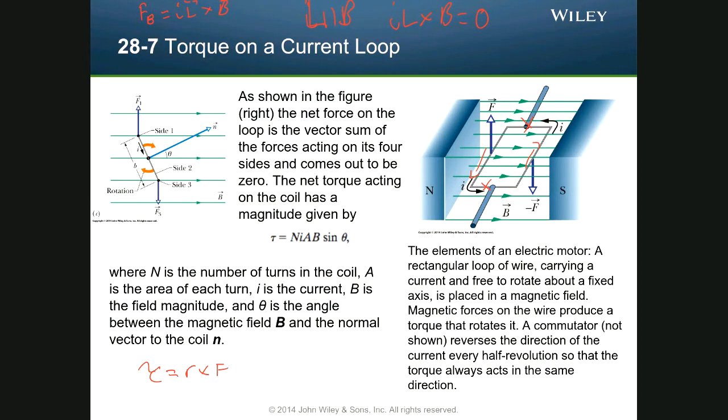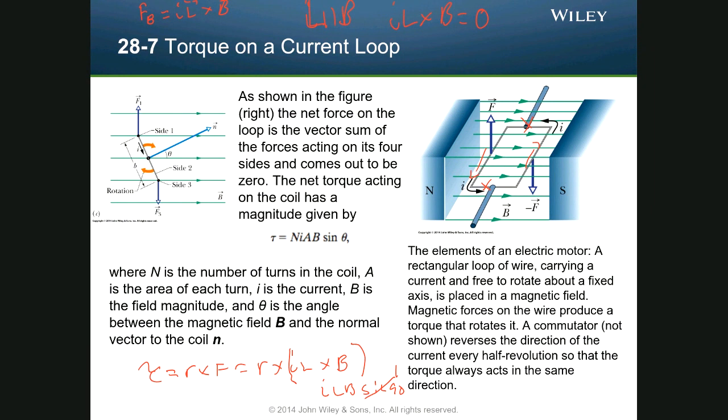So, when we look at our original expression for torque, we can rewrite this as R cross IL cross B, right? And we know that for this cross product here, we're going to have something that looks like ILB sine 90. That's going to be 1 because they have to be perpendicular for this to work, right? We're only looking at the perpendicular component.